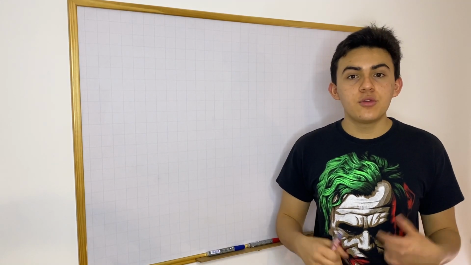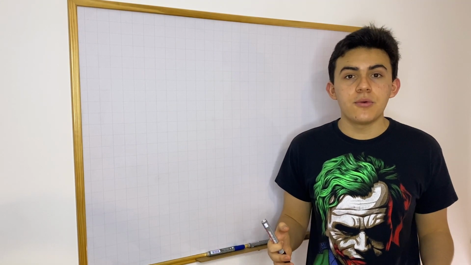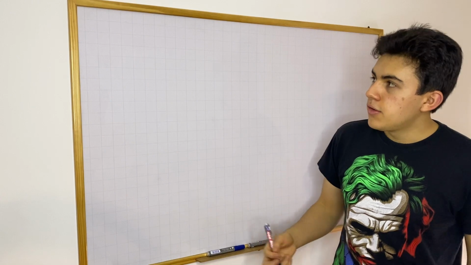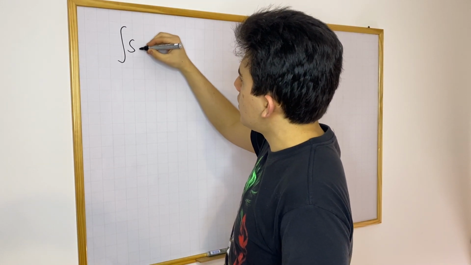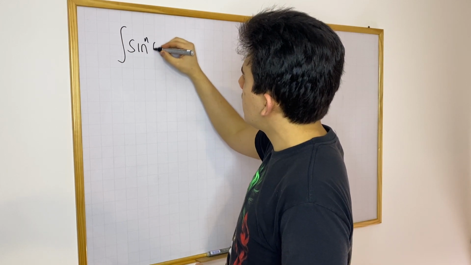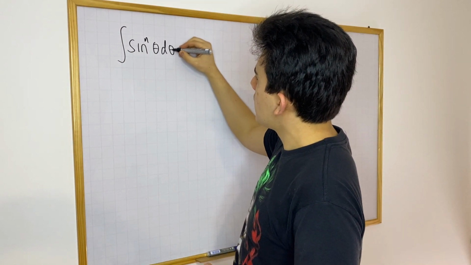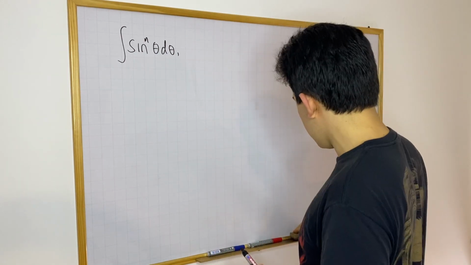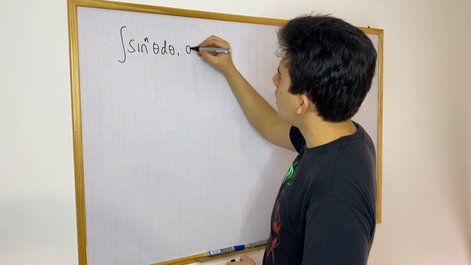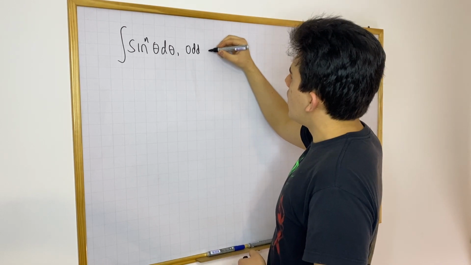Hi everyone, what's up? Today I want to show you how you can integrate odd powers of sine and cosine, okay? So let me give you an example. If you have the following integral, sine to the n theta d theta, where n is going to be an odd number. I was going to write an even, but nope. This is an odd number, odd n.